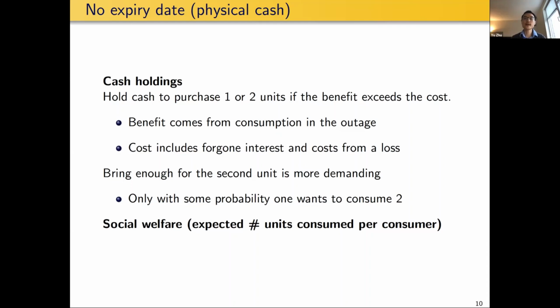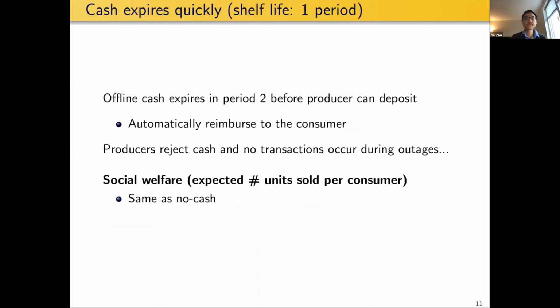He will bring in enough for the second unit only under a more demanding condition. This is because he always consumes the first unit, but only with some probability he wants to consume the second unit. The social welfare is increasing in consumption.